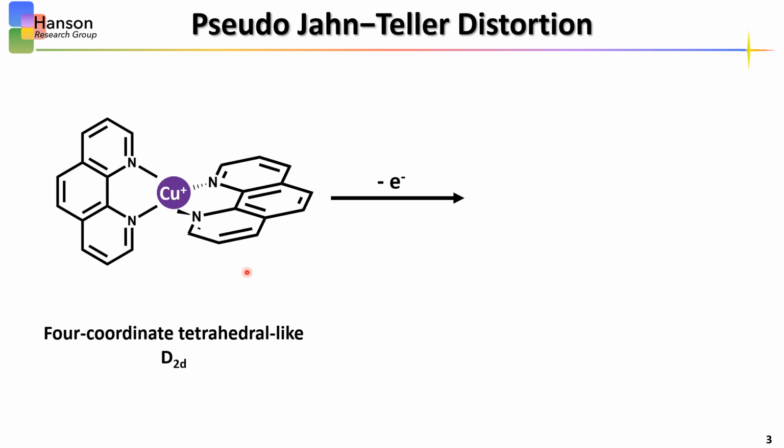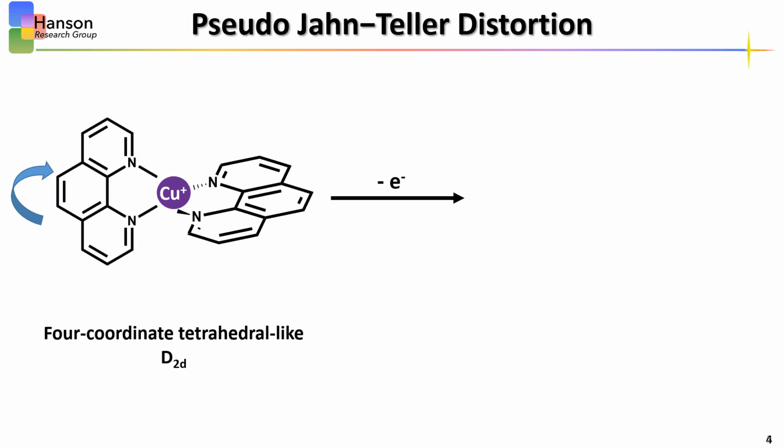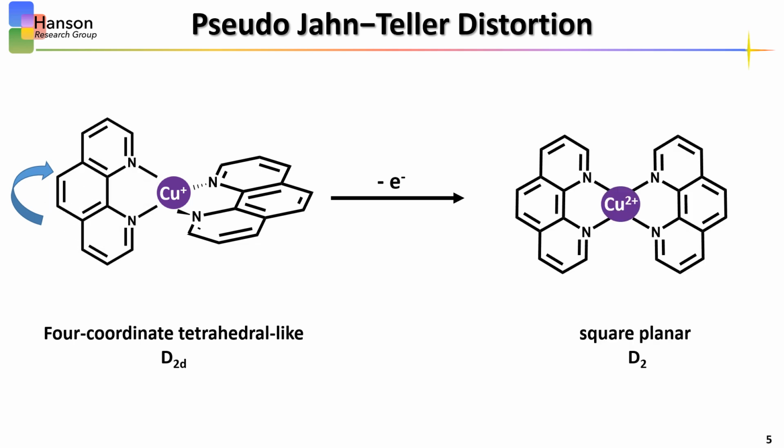When it is copper(I) at the ground state, it's a four-coordinated, tetrahedral-like D2d structure. And when you shine light on it and it loses an electron, it will have a torsion to flatten. It will go from this D2d structure to a square planar D2 structure, which will open a site for the solvents to attack, and which will shorten its lifetime.